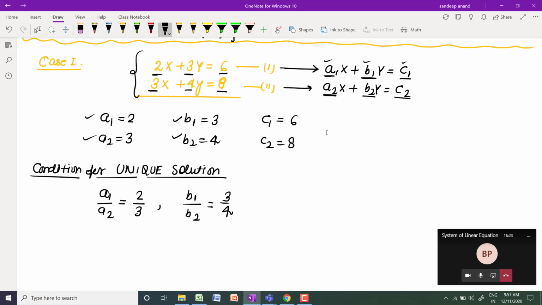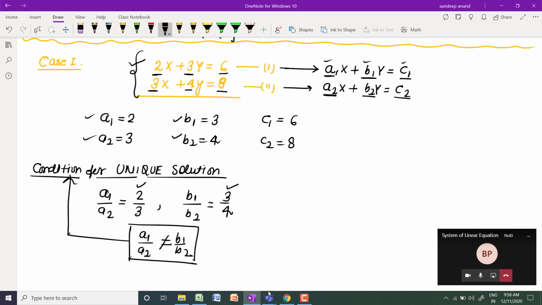After observing this, you get to know that my a1 by a2 value is not equal to b1 by b2 value, because a1 by a2 is 2 by 3, and b1 by b2 is 3 by 4. They are not equal. And whenever this condition appears in a linear equation, you will get a unique solution. It means that if you solve this problem by elimination method, substitution method or graphical method, you will get only one value of x and one value of y.